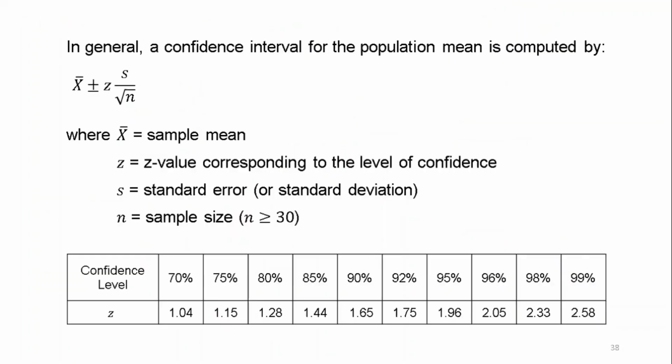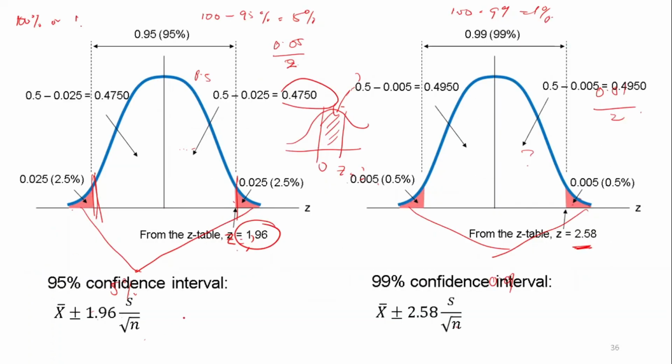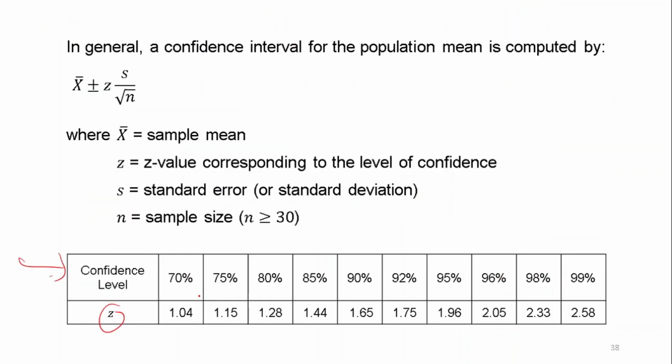You can either memorize these values or find your Z value based on the confidence level. If you want to find the Z value from the confidence level, you can do the calculation like this. If you want to memorize, you can memorize this table. For example, for an 85% confidence interval, our Z value is 1.44. This table is for Z only.